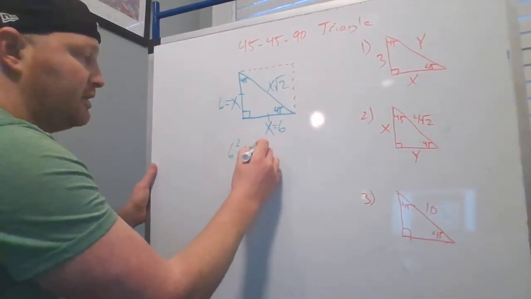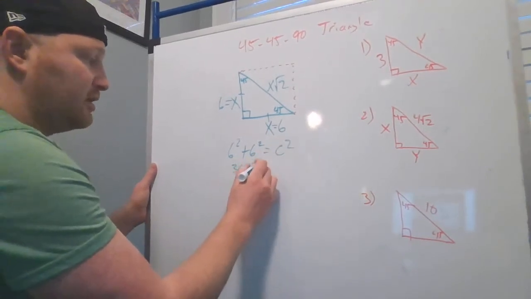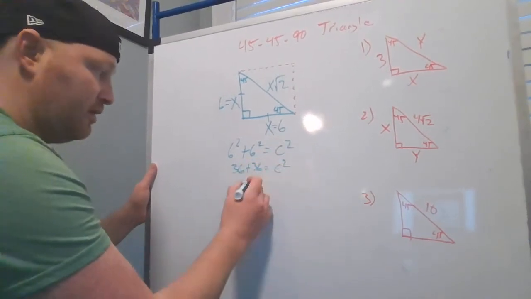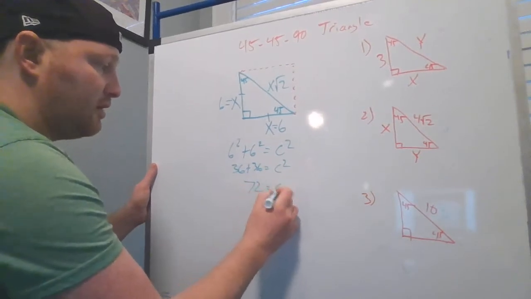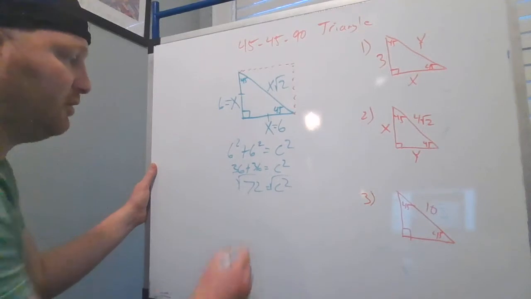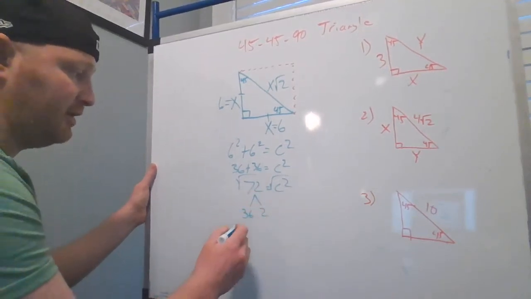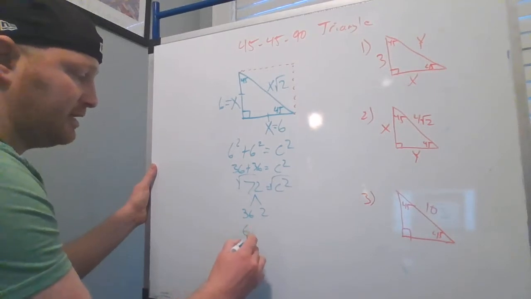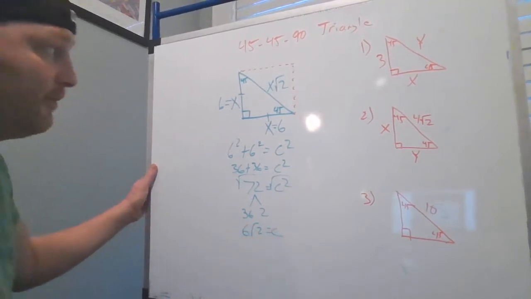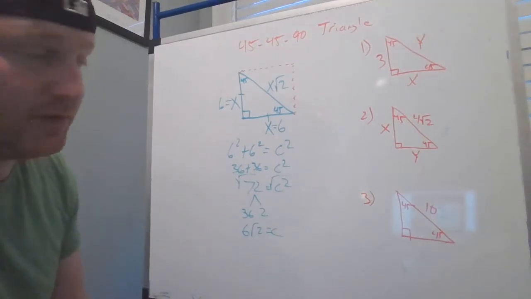6 squared plus 6 squared equals c squared. 36 plus 36 equals c squared. 72 equals c squared. Square root of 72. Well, there's a 36 and a 2 inside of 72, and I get 6 radical 2 equals c. Like I told you, that's how it works out every time.